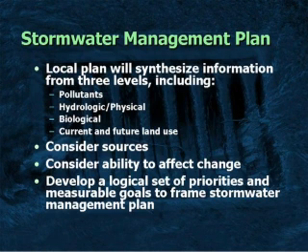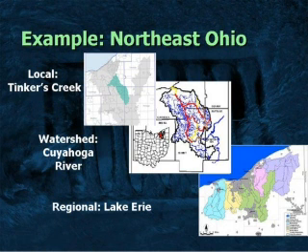So here's the example I was talking about, the three levels. And I'm using Northeast Ohio because I just had the pleasure of attending an excellent conference, the Northeast Ohio Stormwater Conference, which was sponsored by the Tinkers Creek Watershed Association. So welcome to anybody from Northeast Ohio, and particularly the Tinkers Creek Watershed Association who's listening today. You had an excellent conference.